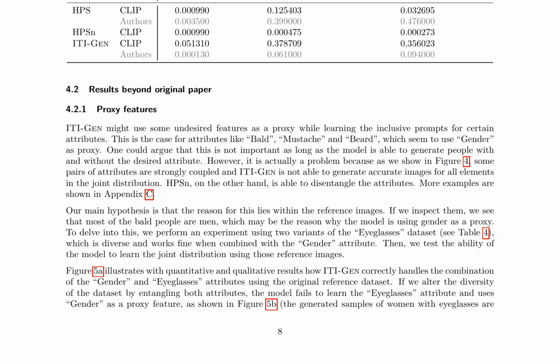This suggests that ITI-GEN's claim of scalability is not entirely correct. Further investigation into this observation is conducted qualitatively and quantitatively, highlighting more pitfalls of ITI-GEN. The model might use proxy features while learning inclusive prompts for certain attributes, leading to strongly coupled attributes and inaccurate image generation for all elements in the joint distribution.